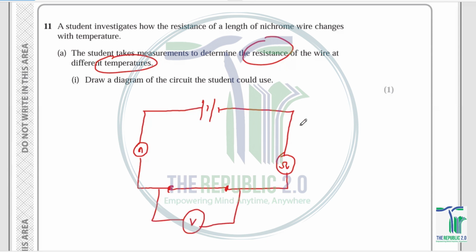So what would happen? The ohm meter is going to give you the resistance, and the current and the voltage would give you an idea about the different temperatures. So by varying the current and the voltages, you can vary the resistances as well. That is how you can use this diagram to calculate the effect of temperature on resistance.